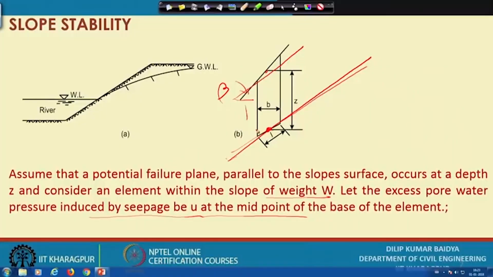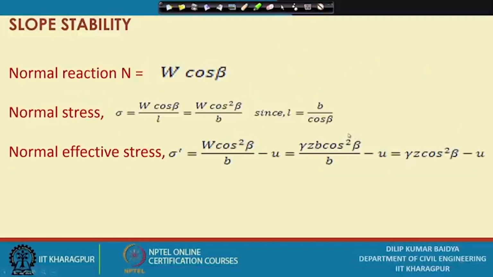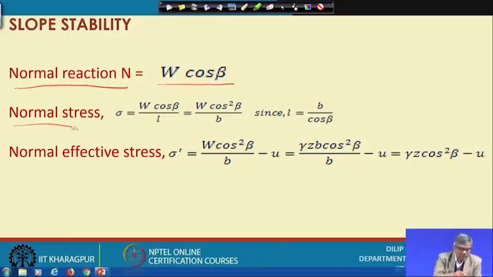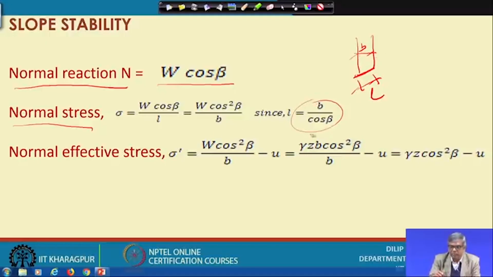That means, when there is flow taking place within the soil, how does the analysis change? Let us see that. You can see now that the normal reaction N will be W cos beta, and the normal stress will be the normal force divided by area. The normal force was W cos beta and the length was L, which we have shown before, and we have taken this as length L, and this is B. If I put L in terms of B, the width of the slice, then L will be B by cos beta. If I substitute here, then sigma becomes W cos square beta by B.